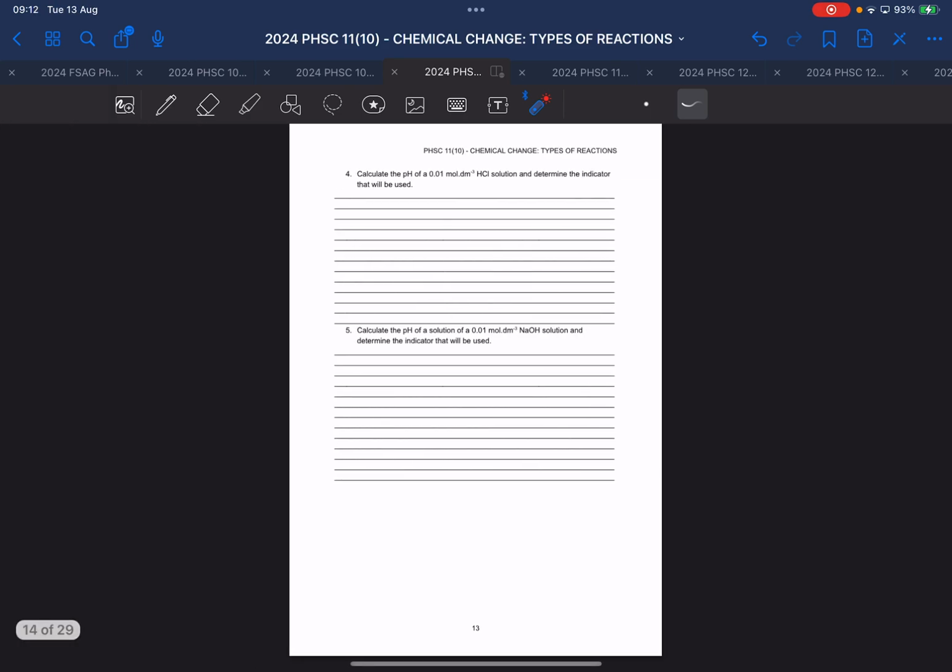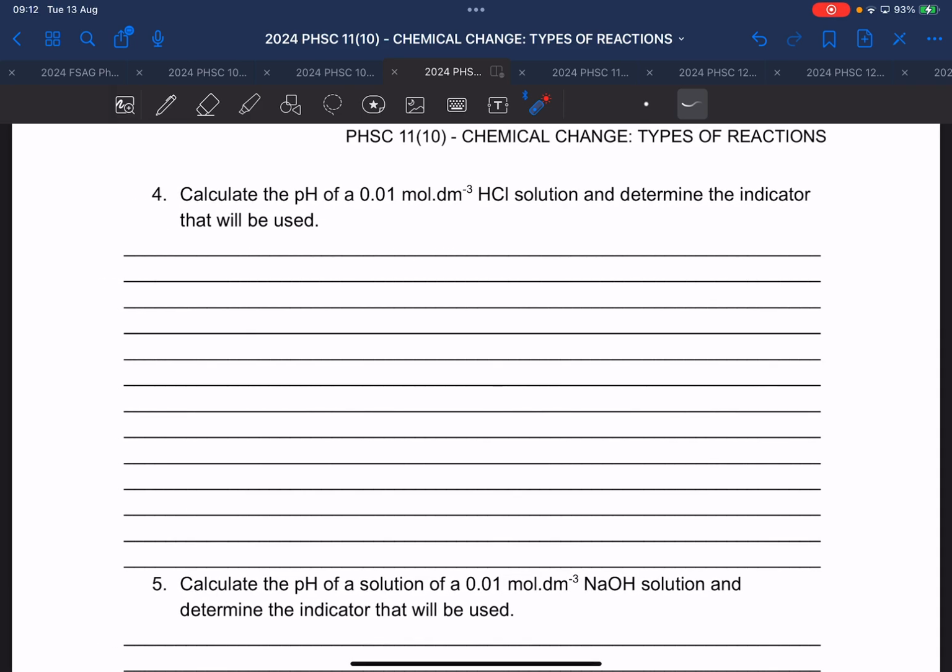Right, let's make it a bit more difficult. Calculate the pH of a solution with a given concentration of hydrochloric acid and determine the indicator that will be used. Okay, so, planning. How do I calculate pH again? It's the negative log concentration of the hydronium ion. Do they give me the concentration of the hydronium ion? No. They give me the concentration of hydrogen chloride or hydrochloric acid.